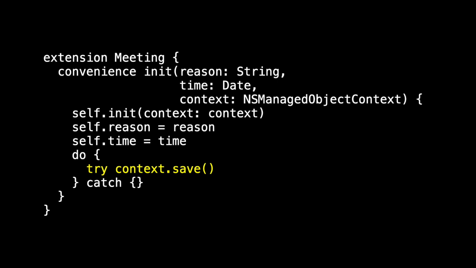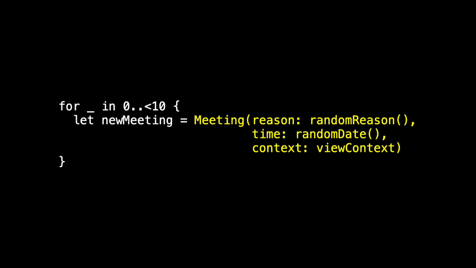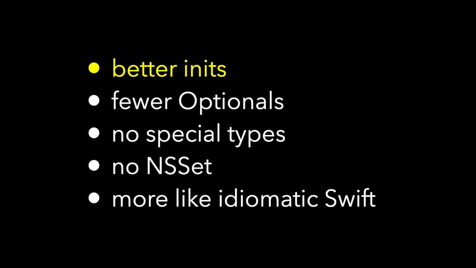And this makes creating new meetings much simpler. I don't need the try and the catch for the save there. And I create a new meeting using very familiar Swift code specifying the reason, the time, and the context. And that rounds out what I was looking for. That's better inits. And that's what we do for Core Data because we don't have some of the nicer facilities. We've done a lot of the work to describe the model in Swift and make working with it more Swifty. And now we're ready for SwiftData to do a lot of that work for us. And that's what we'll look at next time.